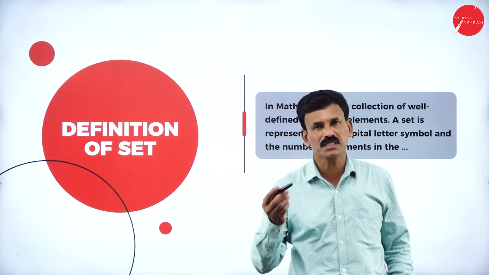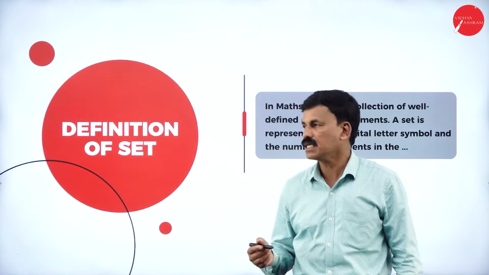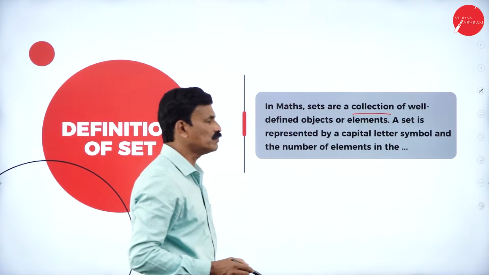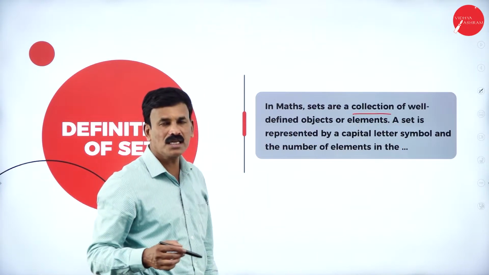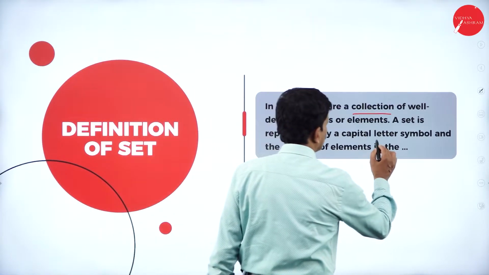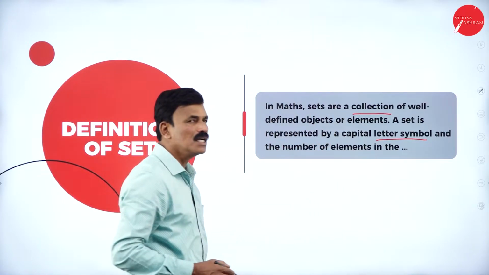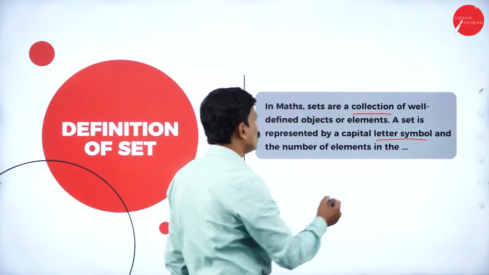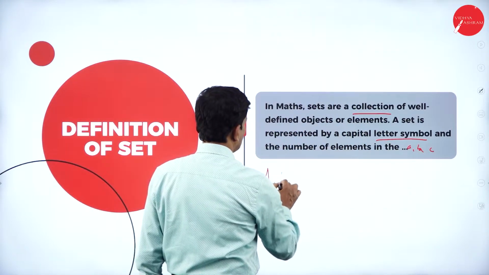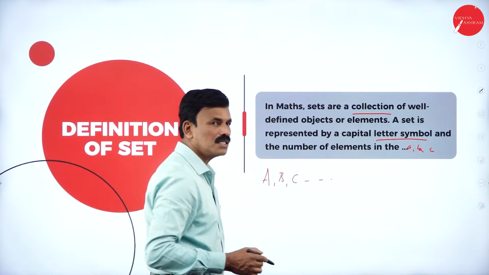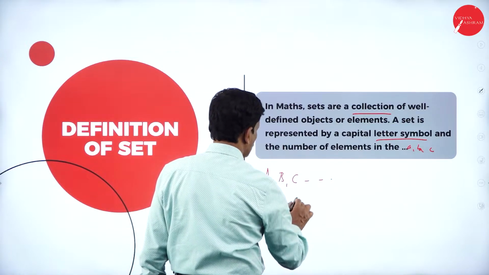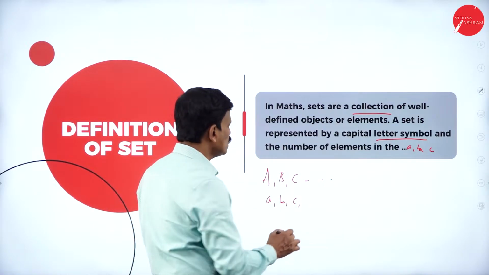Usually a set is represented between two curly brackets. In mathematics, sets are collections of well-defined objects or elements. A set is represented by a capital letter, and the elements of the set are represented by small letters like small a, small b and small c. So capital A, capital B, capital C represent sets, whereas small a, small b, small c are called the elements of the set.